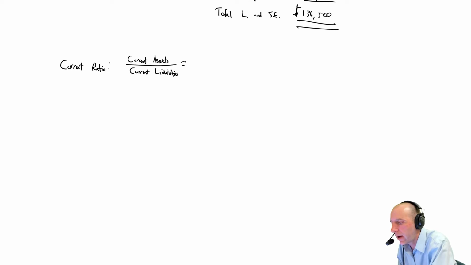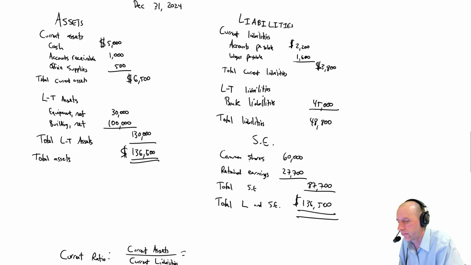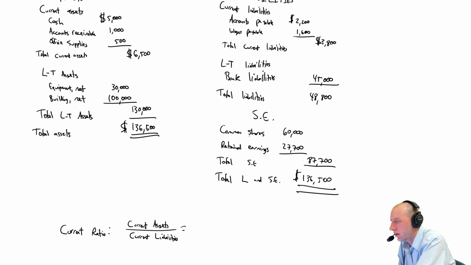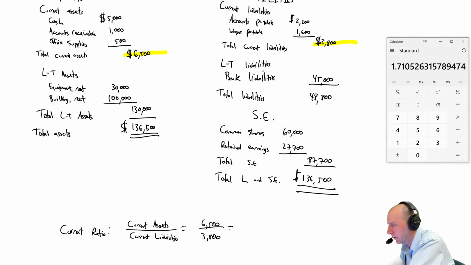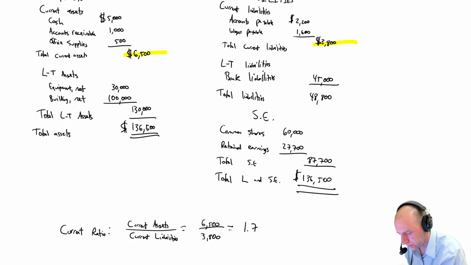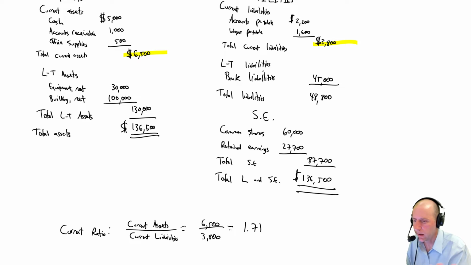So let's calculate it for our company and I'll comment on it. The current assets, right here, 6,500. The current liabilities right there, 3,800. So we'll calculate a number. This is not a percentage, it's just a number. 6,500 divided by 3,800, 1.71. Again, we're not going to write a dollar sign or a percentage here.